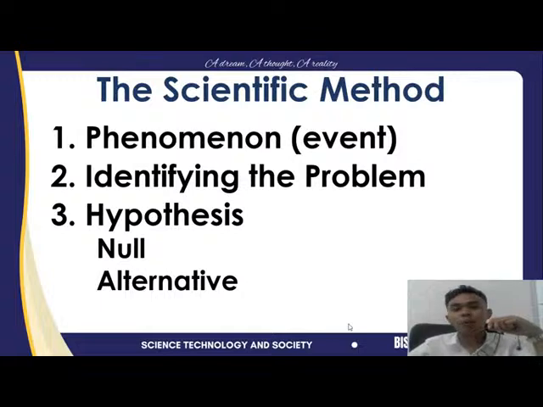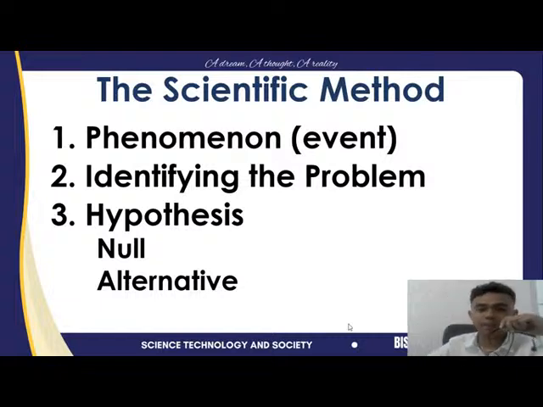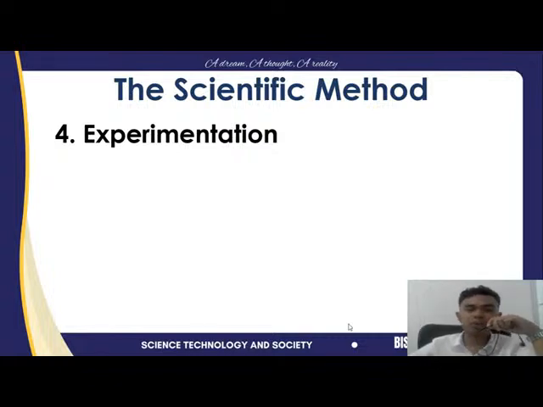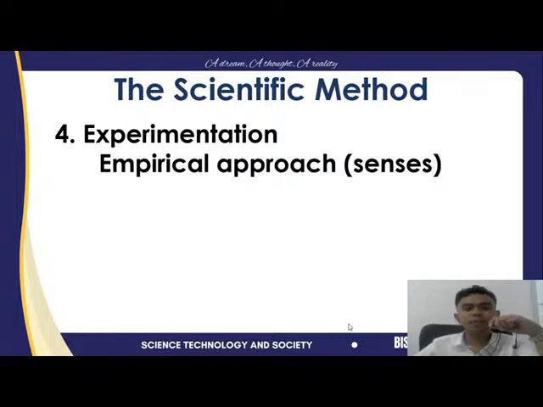Okay, however, at some point there are also considerations like the validity and the reliability of your study. Next, after we give our hypothesis, we can now do our experimentation. This is the time that we do the hands-on test about the variables that we need to observe. So in experimentation, we need to use the empirical approach.